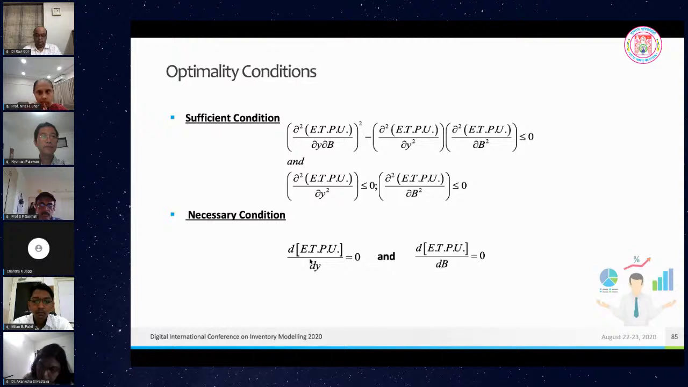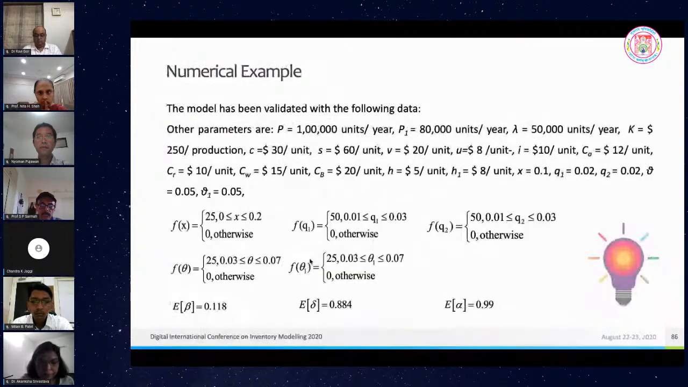These are the necessary and sufficient conditions that we can see, but it won't be possible for us to prove it mathematically. Next one. We did prove it graphically in order to show. Here we have taken the data which helps us demonstrate this model, with FX and FQ1 of different PDFs, which practically can be estimated from the past behavior of the system. We can always estimate from the past and then work it out on the actual. Next, please.